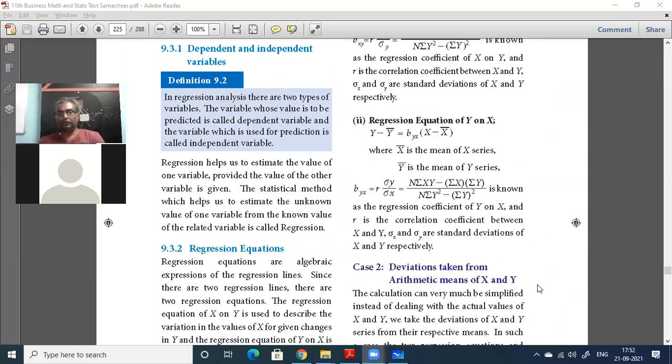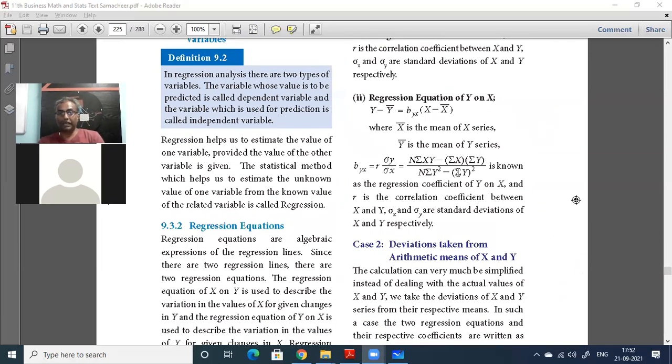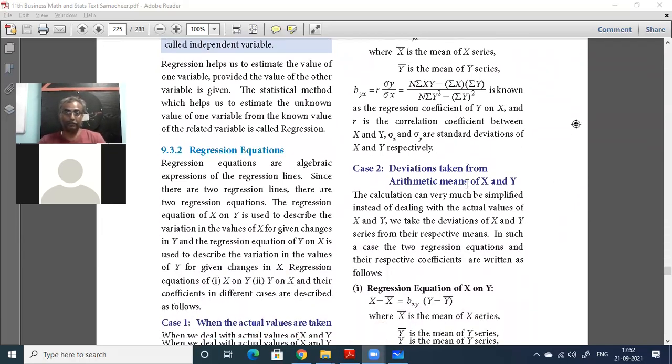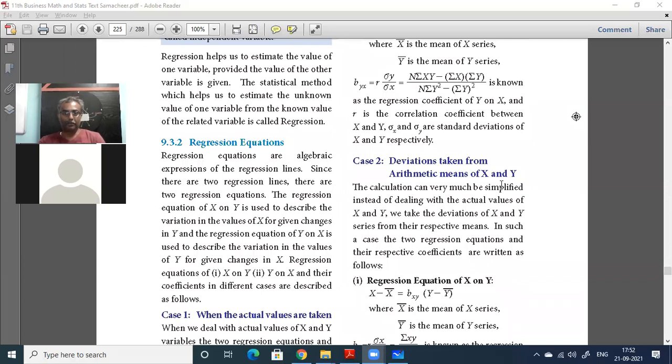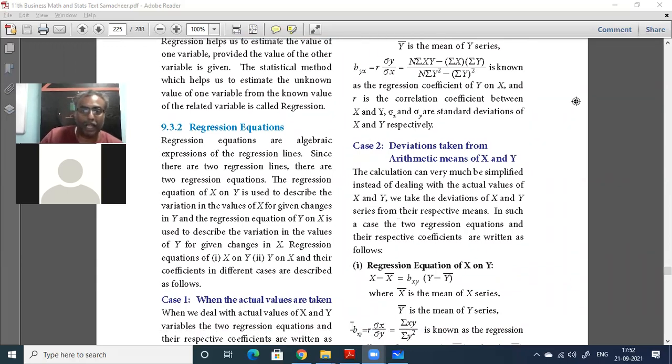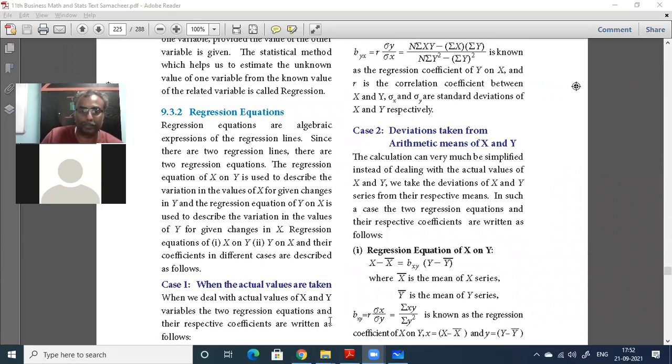Now this is the direct formula. When are you using this? You are using this when you deal with the actual values of x and y variables. The two regression equations and the respective coefficients are written as follows.